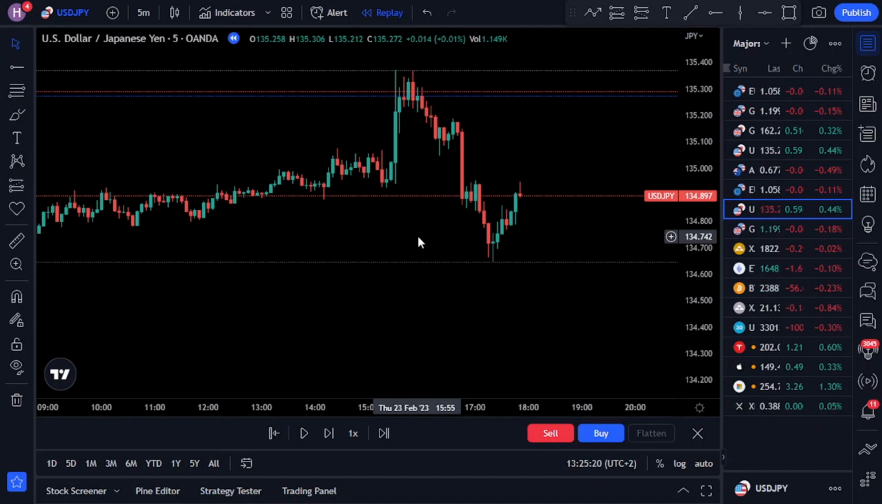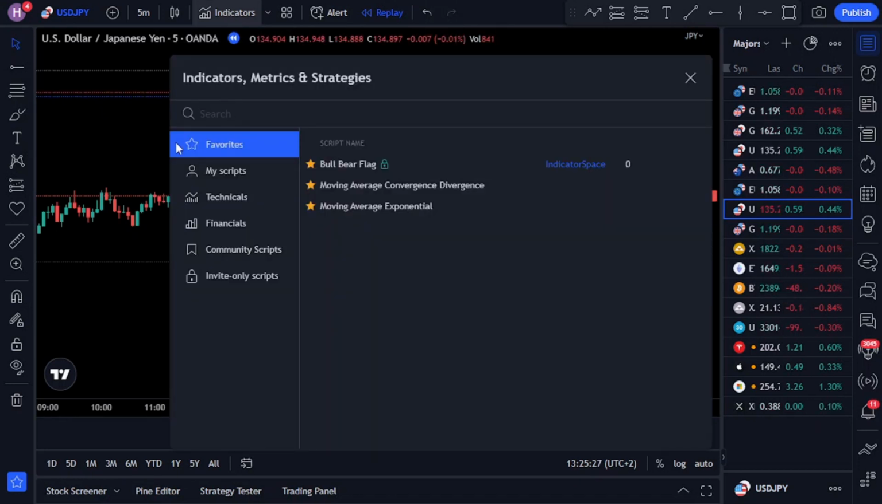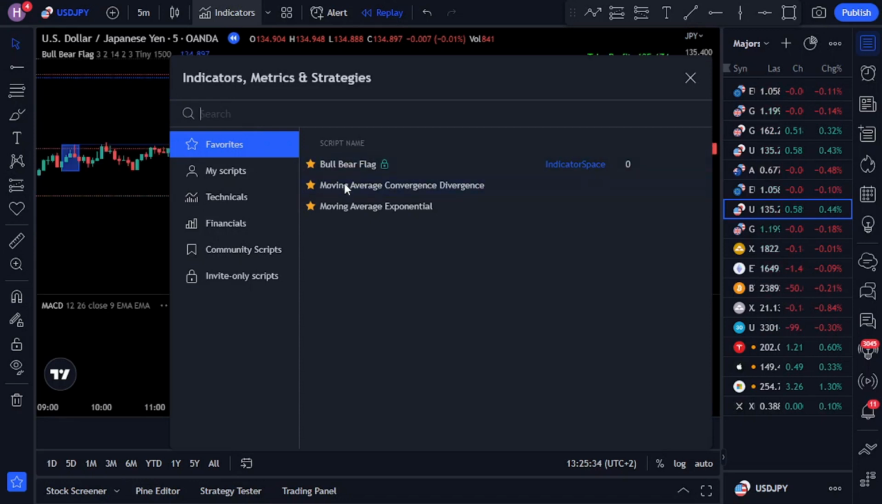What all of this means is that we are going to build a complete trading strategy using the bull bear flag indicator and the patterns that we have learned about. To do this, we are going to add the following indicators to our chart, which is the bull bear flag indicator that we featured, a moving average convergence divergence or MACD, and an exponential moving average.